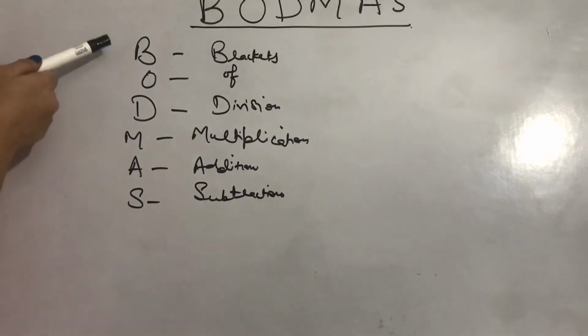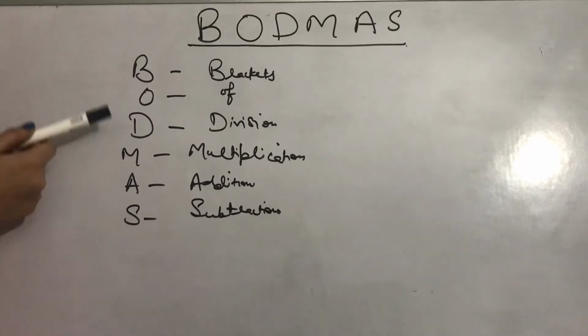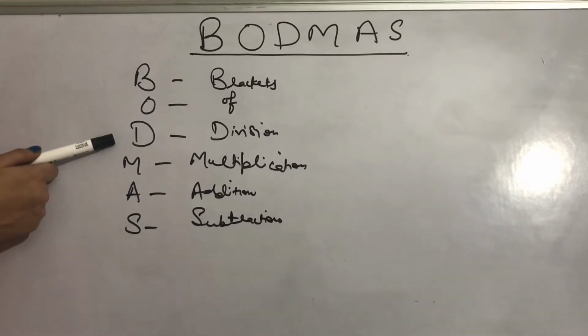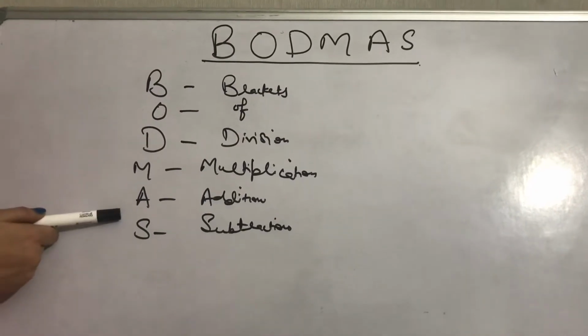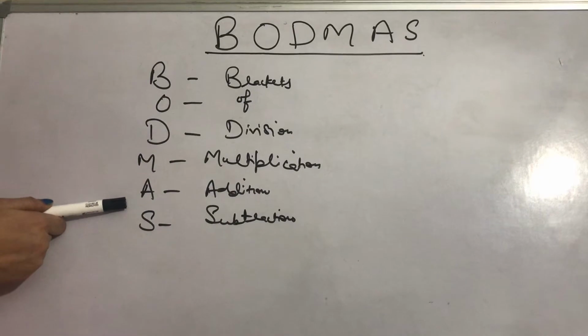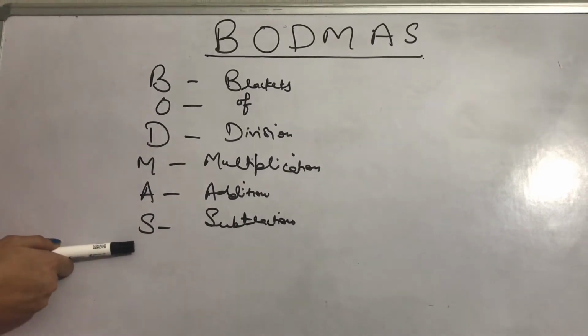First of all, we have to solve brackets. Then if there is any division, we have to divide it and then multiply. Then we add the numbers and then we subtract them.